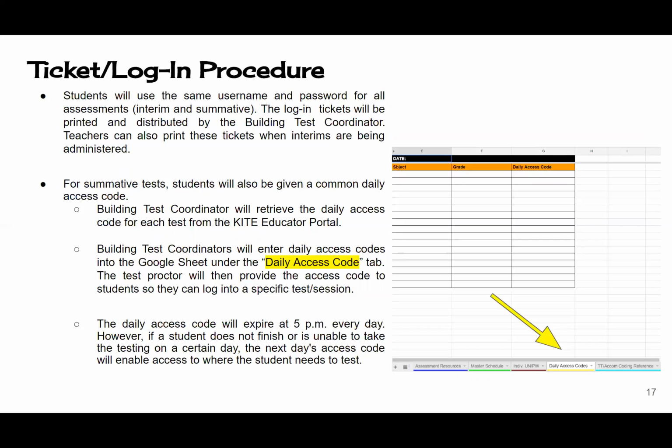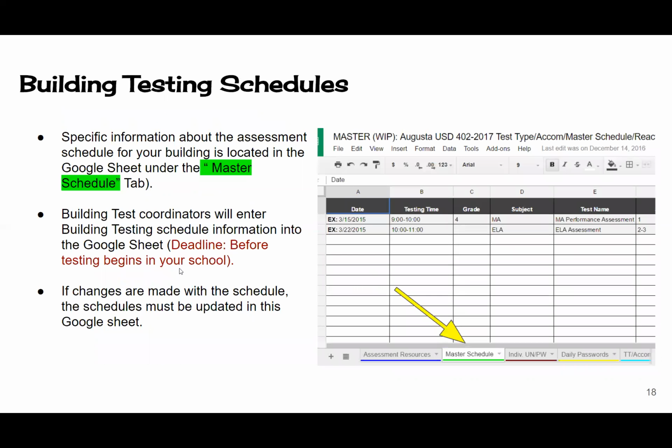The daily access code will expire at 5 p.m. every day. However, if a student does not finish or is unable to take the testing on a certain day, the next day's access code will enable access to where the student needs to test.